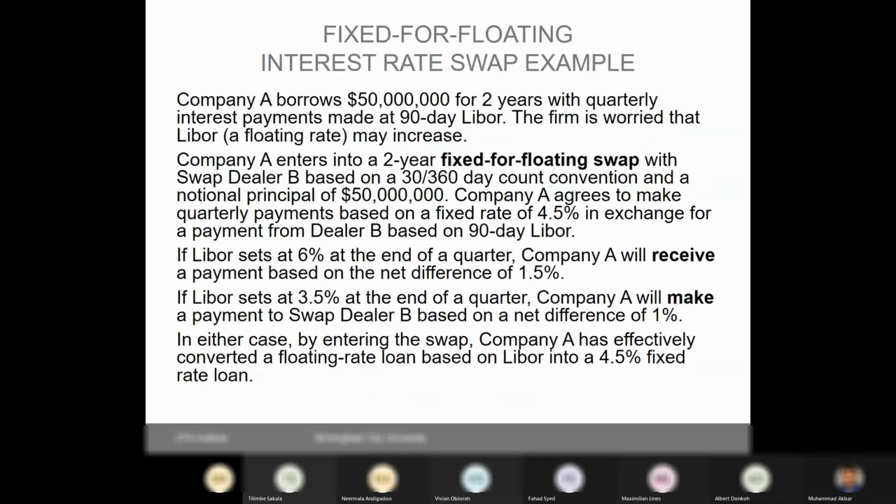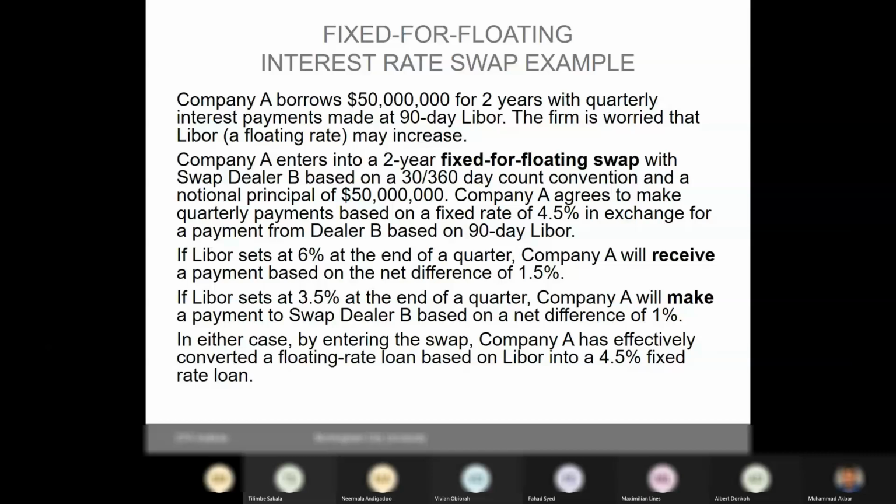So here is an example of a swap contract. Company A is borrowing 50 million for 2 years with quarterly interest payments made at 90-day LIBOR. The firm is worried that LIBOR, a floating rate, may increase. This company has borrowed 50 million for 2 years and is paying interest every 90 days. Because LIBOR is a floating rate, it may increase, and if it does, it will increase the borrowing cost for Company A.